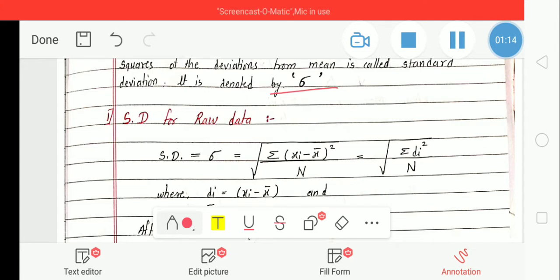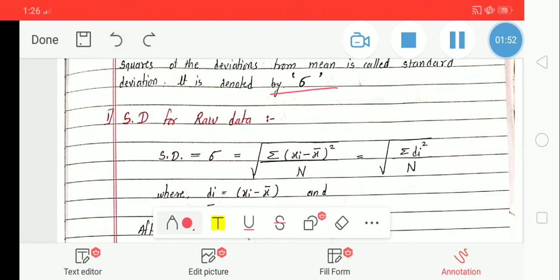The standard deviation for raw data: sigma is equal to the square root of the summation of (xi minus x bar) whole square divided by n. This is the small sigma, and this is the large sigma, the summation sign.